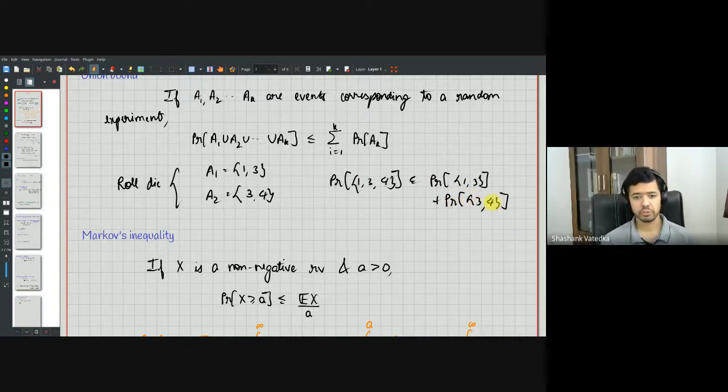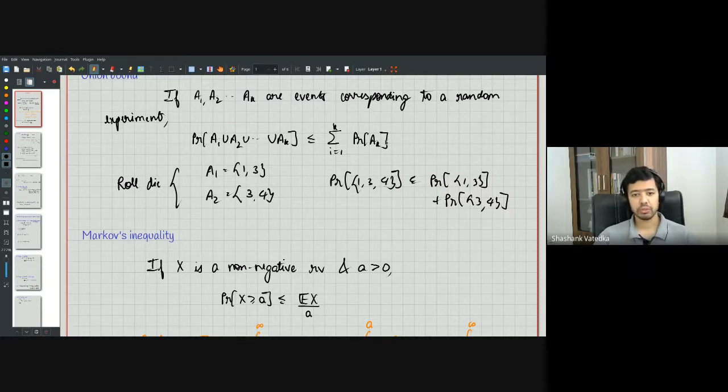Now, in general, the union bound is weak. So it's not a very good bound, but it is almost always very convenient, because in many situations, the probabilities of the individual events A1, A2, and so on are easy to find, but finding the probability of the union can be very, very complicated. Right?